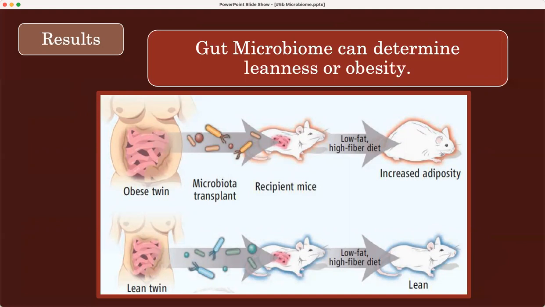And these recipient mice receiving the exact same diet expressed adiposity, increased weight gain, adipose tissue deposition. If the mice from the same group that were born sterilely received a transplant from a lean twin and with the same diet, they remained lean. So what they've concluded is that the gut microbiome can determine leanness or obesity.